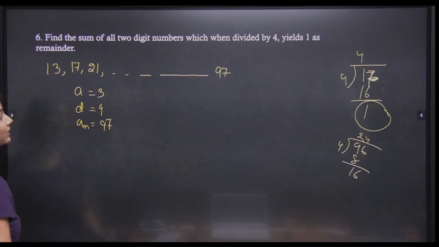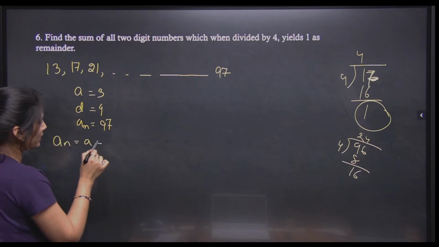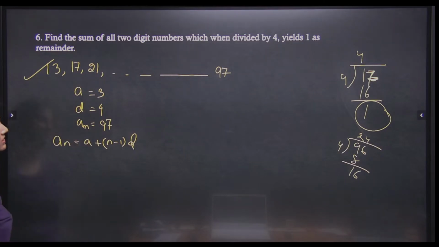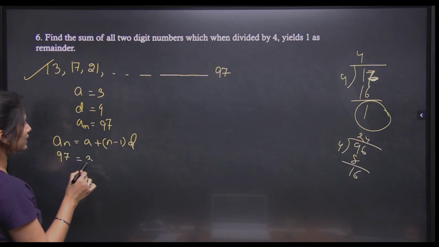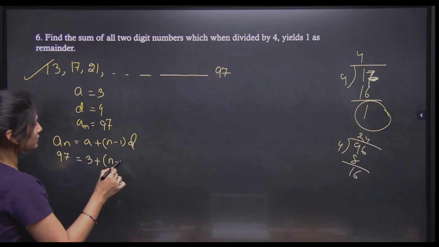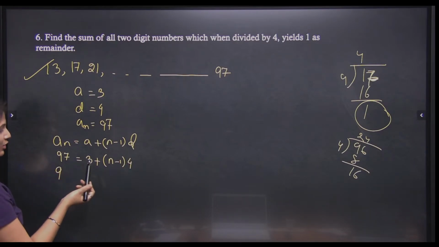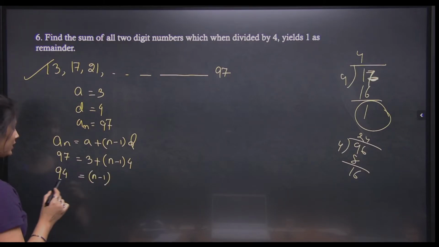So we can find the value of n. So an is equal to a plus n minus 1 d. It is an AP, isn't it? It is an AP since the common difference is the same. So 97 is equal to 13 plus n minus 1, 4.